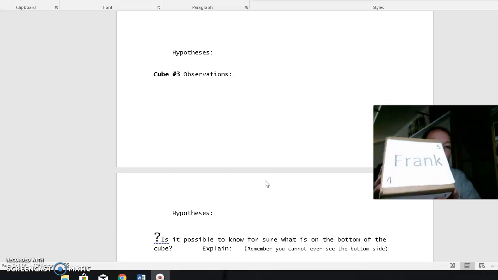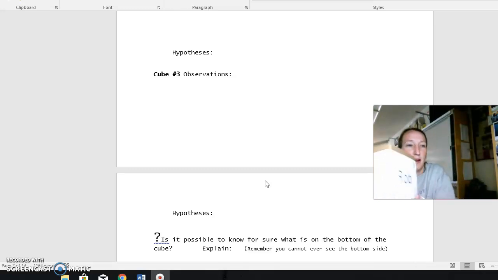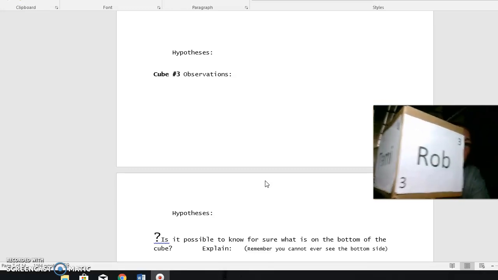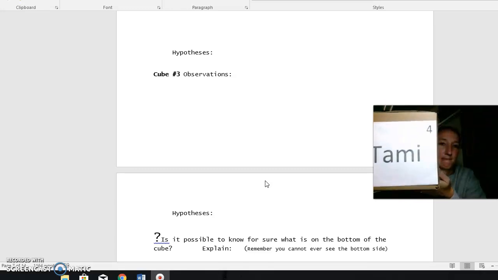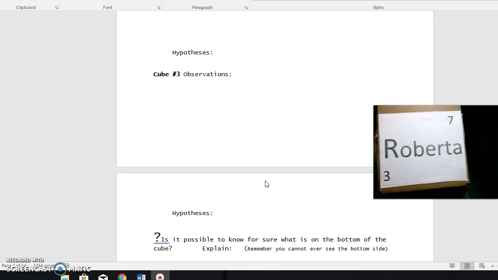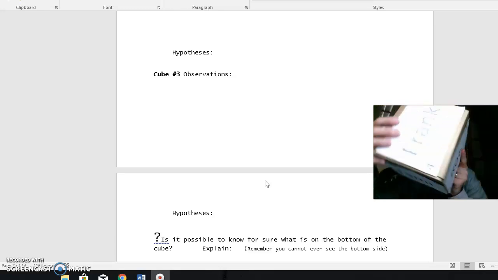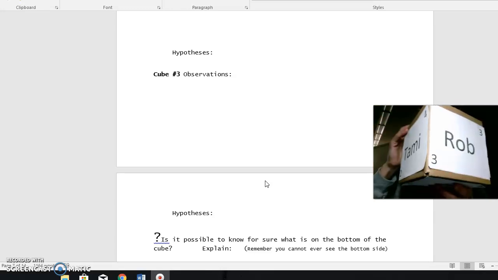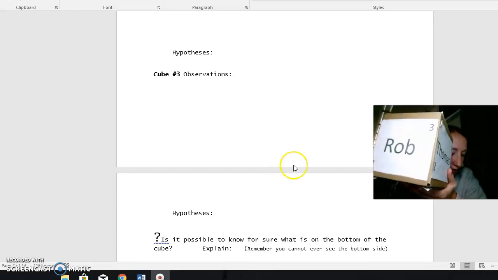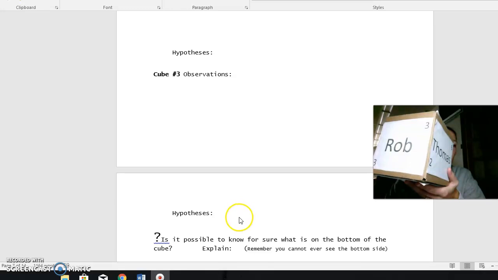So once again, you don't know what's on the bottom. Oh, that's not the bottom. Here's the bottom. And your job is to see if you can figure out, move this over a little bit. What one is what? So write down your observations, then hypothesize what you predict is on the bottom side of the cube.